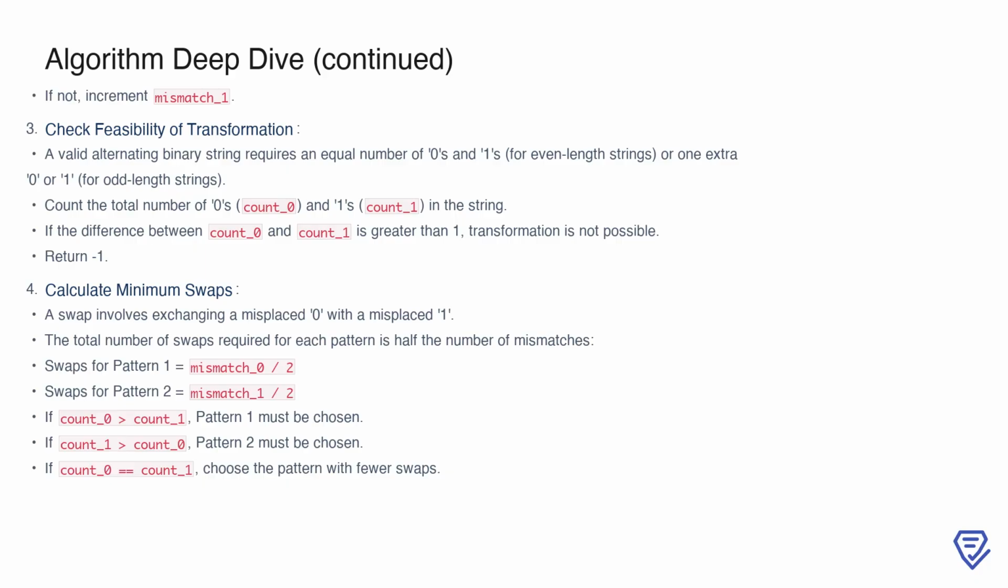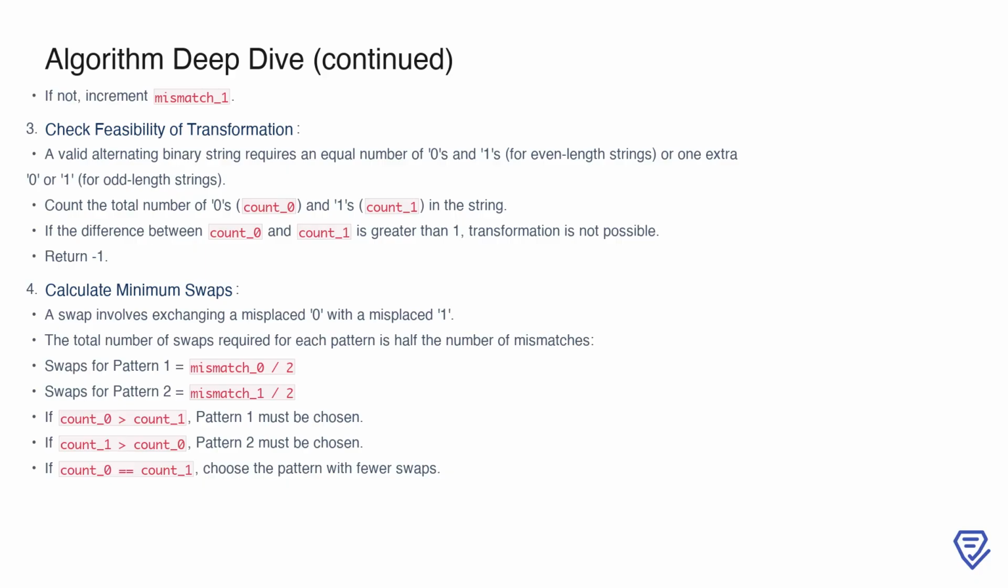To check this, we calculate the total numbers of zeros and ones in the string using count_0 and count_1. If the difference between these counts exceeds 1, it means the transformation is not feasible, and we return -1. On the other hand, if the counts satisfy this condition, we proceed to calculate the minimum swaps required.